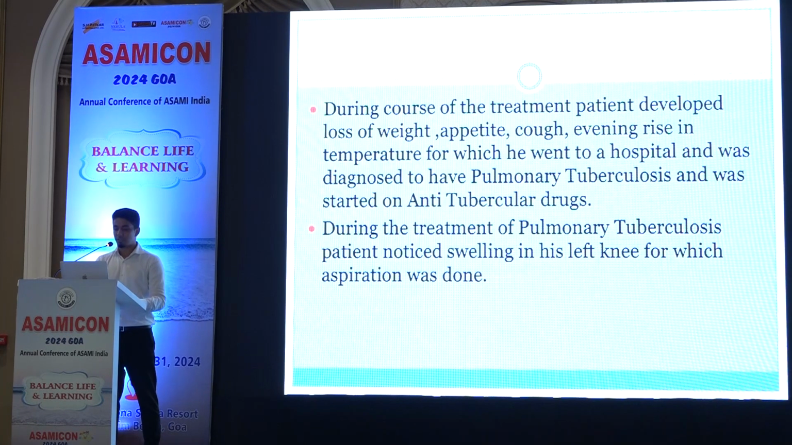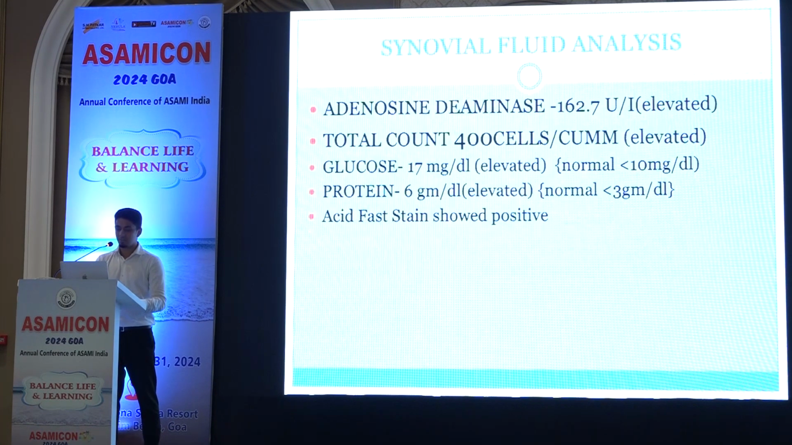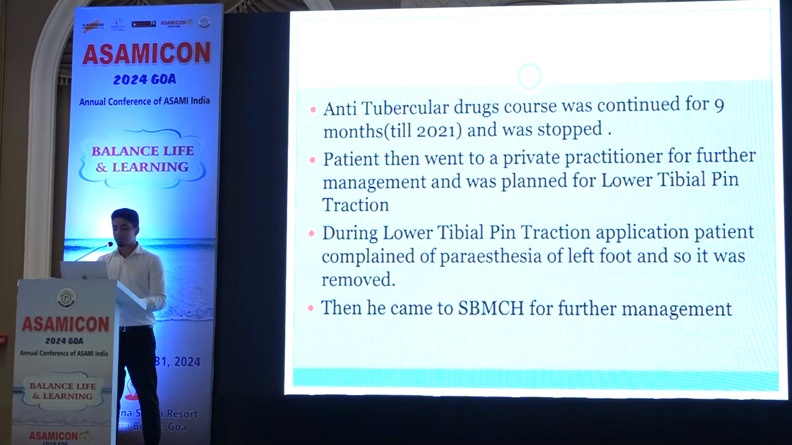During the treatment of pulmonary tuberculosis, the patient noticed a swelling in his left knee, for which knee aspiration was done. The synovial fluid sent for analysis showed elevated adenosine deaminase levels, an elevated total count of 400 cells, and increased glucose and protein levels. The acid fast stain was positive, which was indicative of tuberculosis. The anti-tubercular drug course was continued for 9 months and was stopped.